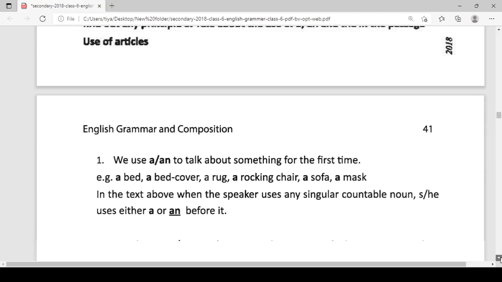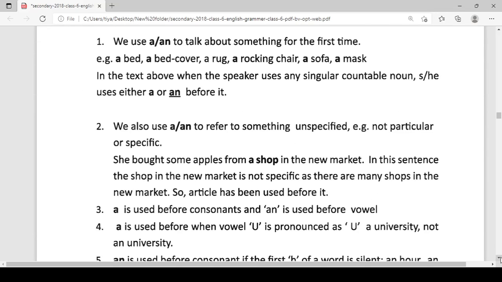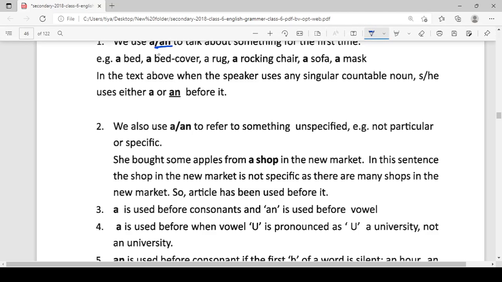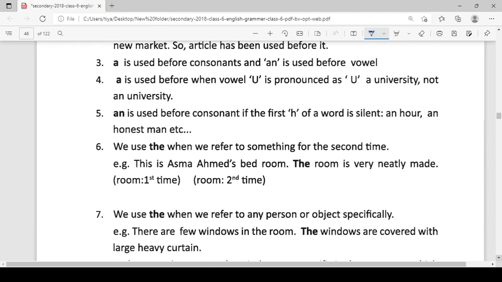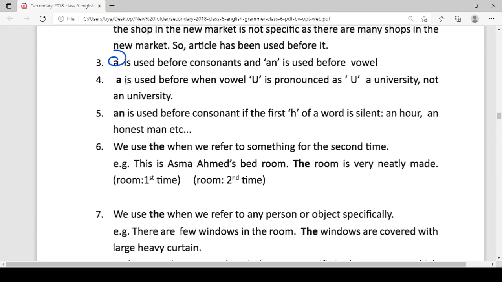Now we have some examples. We use a and an to talk about something for the first time. Don't use a and an otherwise. A bed cover, a rug, a rocking chair, a sofa, a mask. We also use a and an to refer to something. Now a is used before a consonant. A is used when the vowel is pronounced as you, like university, and an is used before a vowel. But for the consonant h, if the first h of the word is silent, an hour, an honest man.